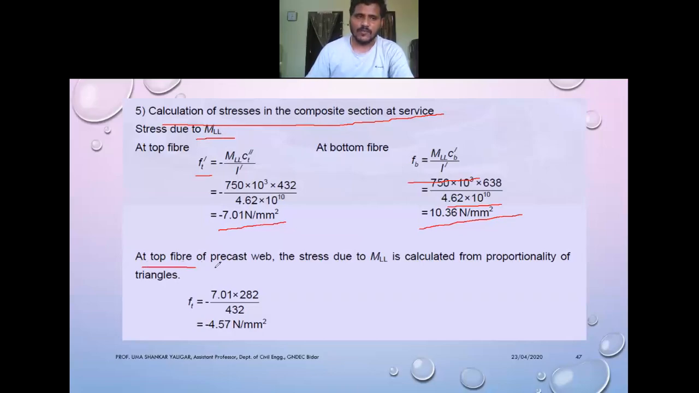But at the top fiber of the precast web, the stress due to MLL is calculated from proportionality of triangles. It is calculated as Ft equal to minus 7.01 multiplied by 282 over 432. If you make the interpolation, you will get minus 4.57 Newton per mm square. It is the stress due to the live load moment at the top fiber of the precast web.